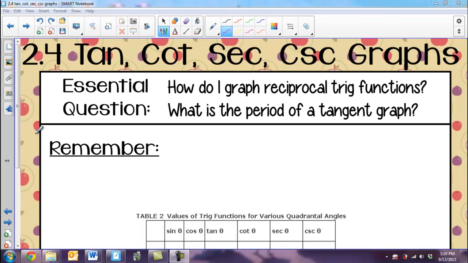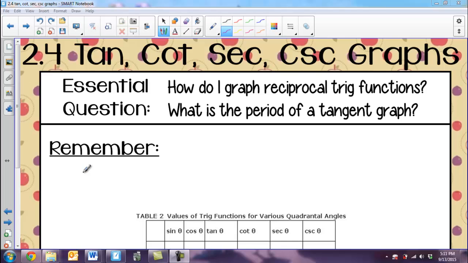Hey guys, tonight we are going to be graphing those last four of the trig functions. We've only been dealing with sine and cosine this past week, so now we're going to go ahead and add in tangent, and then we're going to add in the reciprocal values. So two things you're going to be asking yourself is, how do I graph reciprocal trig functions? And then what is the period of a tangent graph? It's a little different than our other ones.